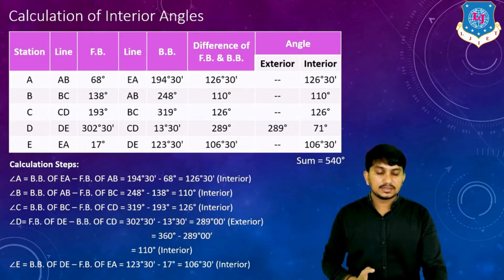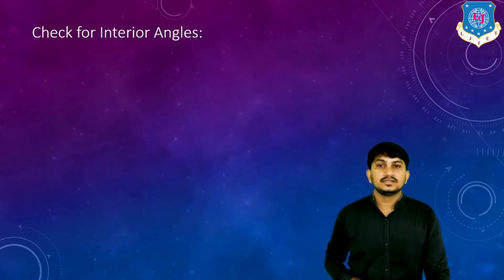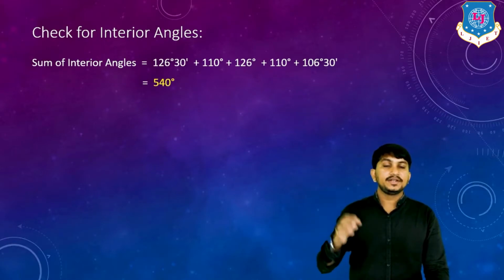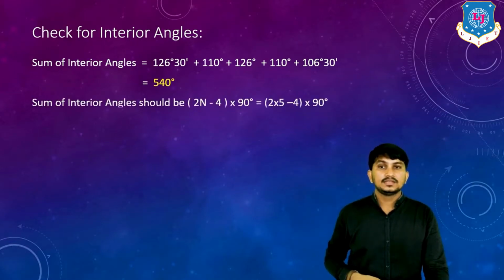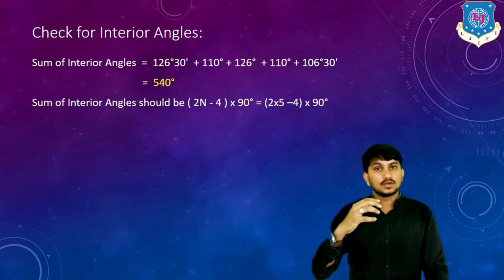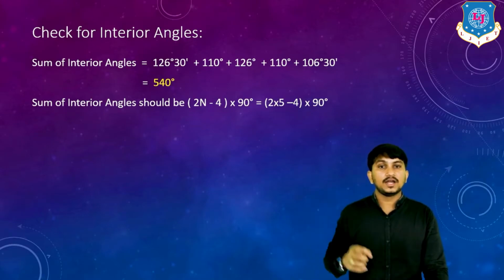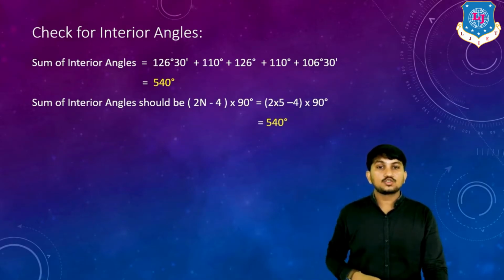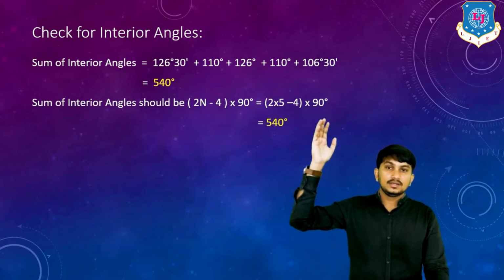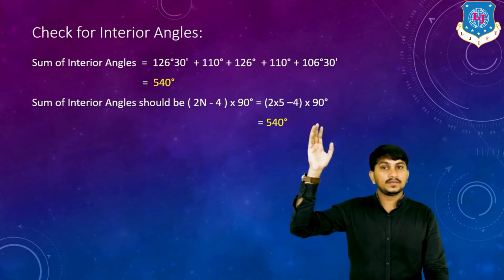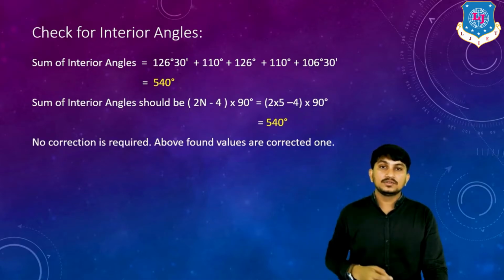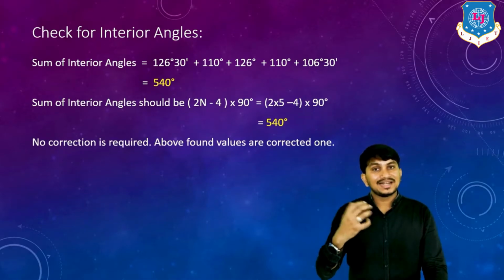After calculation of interior angles, we have to check these interior angles. For checking, we take the sum of interior angles. Here the sum of interior angles is 540 degrees. The sum of interior angles should be (2n minus 4) into 90 degrees. Here the number of stations or lines is 5, so n is equal to 5. So the sum of interior angles should be (2 into 5 minus 4) into 90, which is 540 degrees. Here our sum of interior angles is 540 degrees, and it should be 540 degrees, so no correction is required. The values of interior angles found above are the corrected ones.